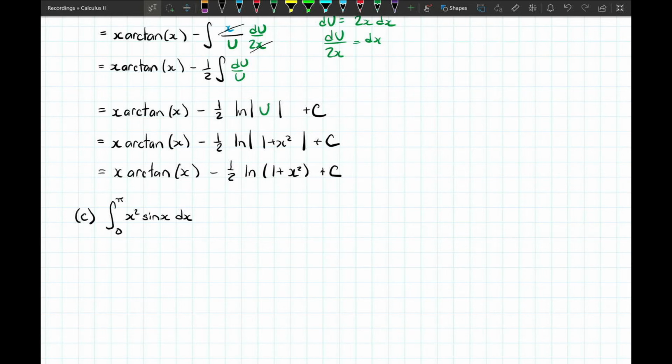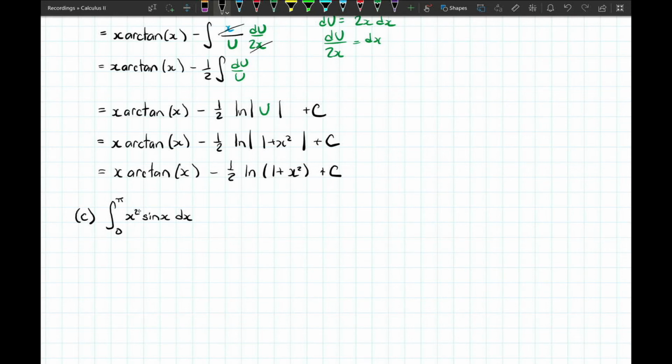Maybe u equals x squared. That won't work because its derivative is 2x, and what are we going to do with the sine x? You could try u equals sine x, but then du equals cos x dx, and that's not going to work. But there is a product of an algebraic function x squared and a trigonometric function sine x. And you can think about which of those is going to be easier to work with as a function to differentiate and which is going to be easier to work with as a function to integrate.